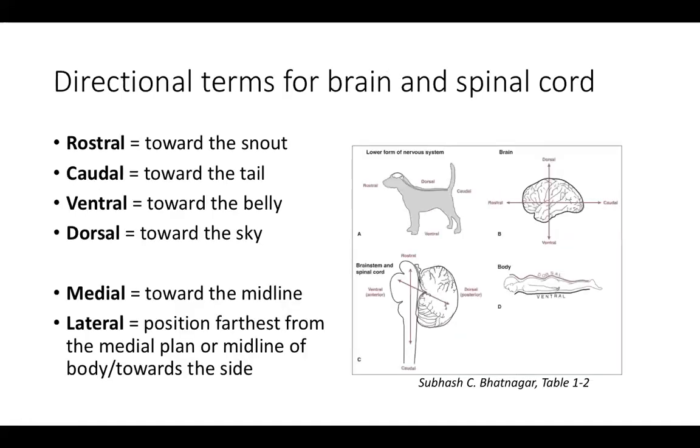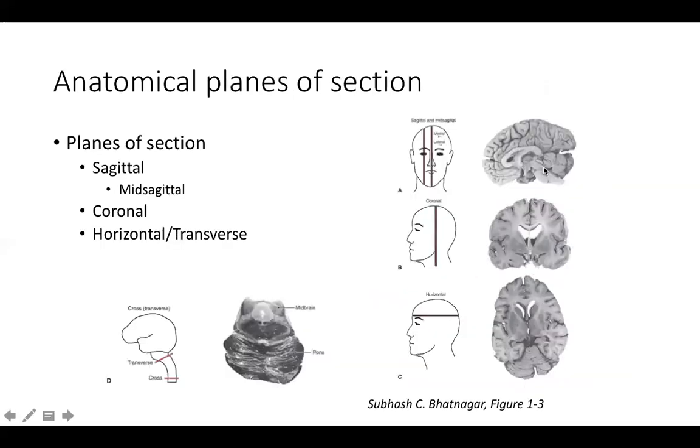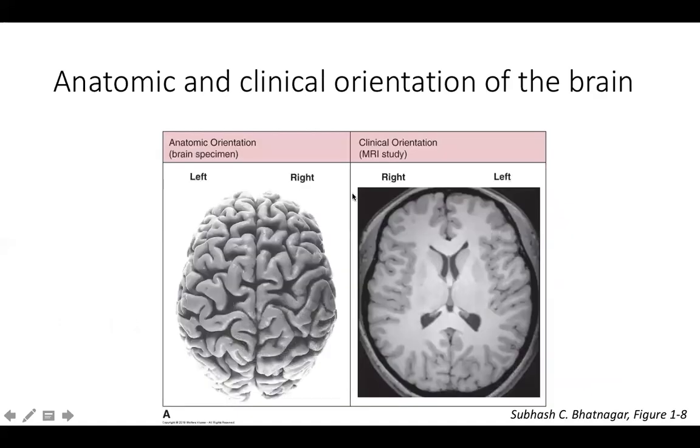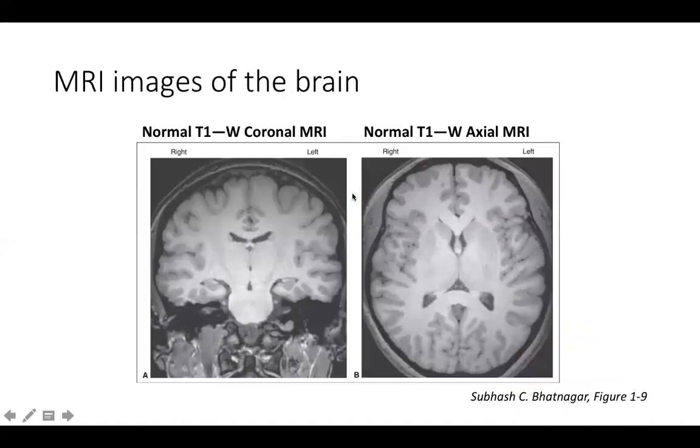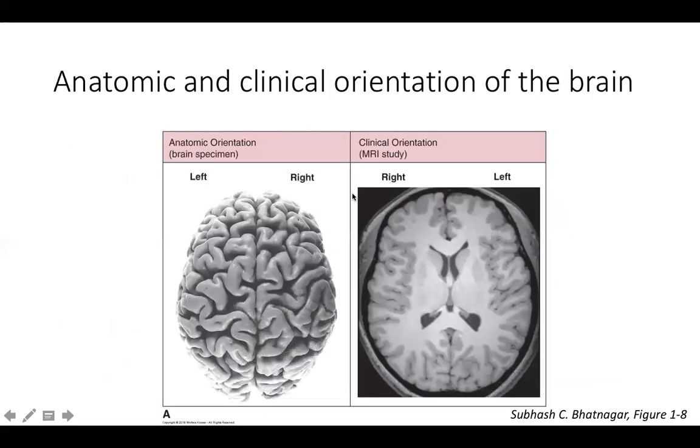As we discussed here, we are looking from the top of the brain. Okay, so this is the dorsal side of the brain here. This is the left hemisphere and this is the right hemisphere.